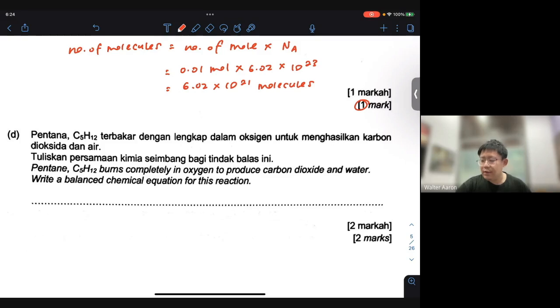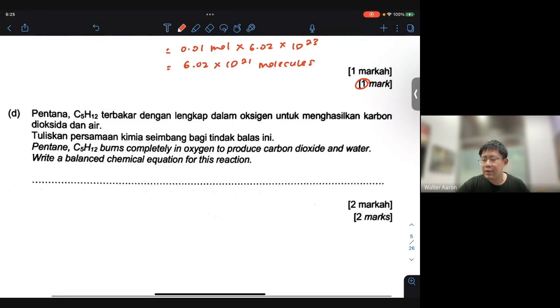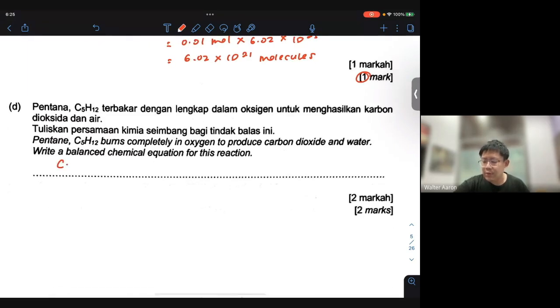Next, pentane, C5H12, burns completely in oxygen to produce carbon dioxide and water. Write a balanced chemical equation for this reaction. So very simple. Whenever you burn a hydrocarbon, you will end up having carbon dioxide and water. So you have to add O2. And then 5 carbon atoms means 5 carbon dioxide. And 12 hydrogen atoms will be 6 H2O. And after that, just balance off the number of oxygen, which is 8. Once everything is balanced, you get 2 marks.